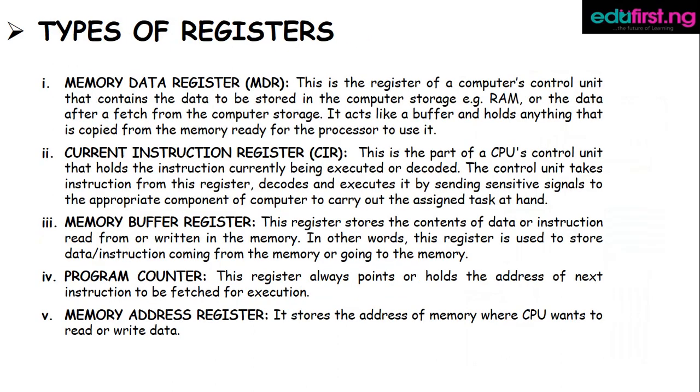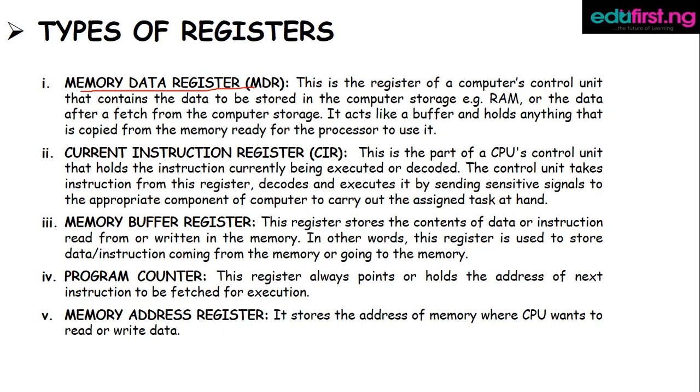Let's take a look at the types of registers we have. We have the memory data register. This is the register of a computer's control unit that contains the data to be stored in the computer storage, like the RAM, or the data after a fetch from the computer storage. It acts like a buffer and holds anything that is copied from the memory ready for the processor to use it.